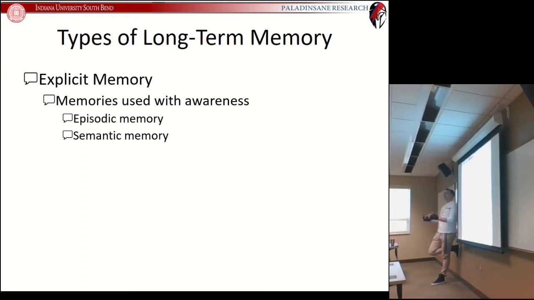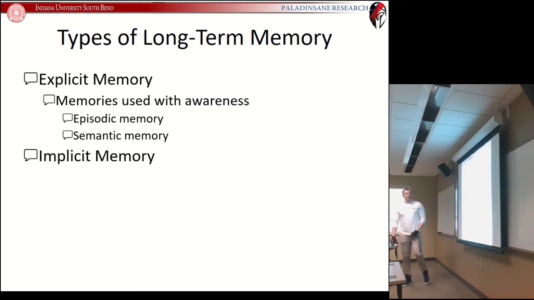So episodic memory, memory for your life. Semantic memory, this is the facts, the knowledge that you have. And the two of them can be combined. You might have a semantic memory and you remember the episode where you learned it, but they're two separate forms of memory that are part of your explicit memory, things that you know.